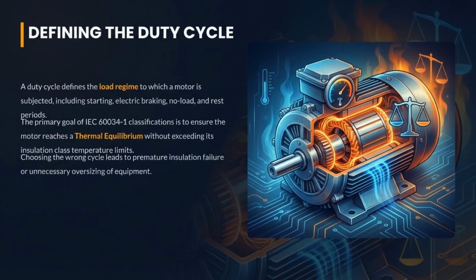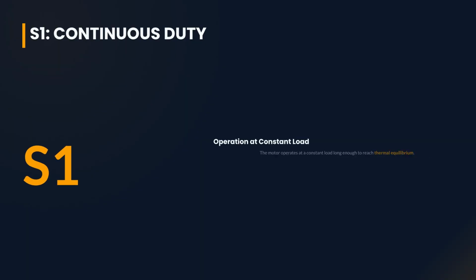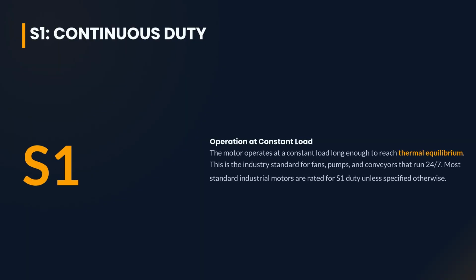A duty cycle defines the load regime, including starting, electric braking, and rest periods. The goal is for the motor to reach thermal equilibrium without exceeding its insulation class temperature limits. S1 is continuous duty. The motor operates at a constant load long enough to reach thermal equilibrium. This is the industry standard for fans, pumps, and conveyors that run non-stop.